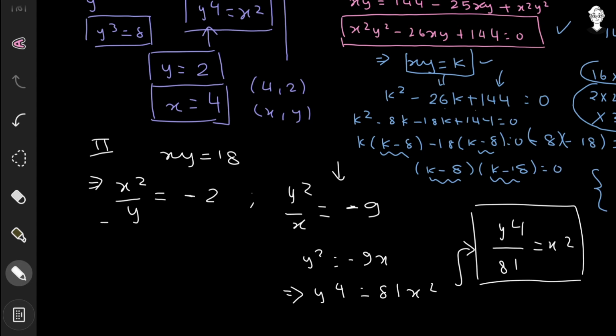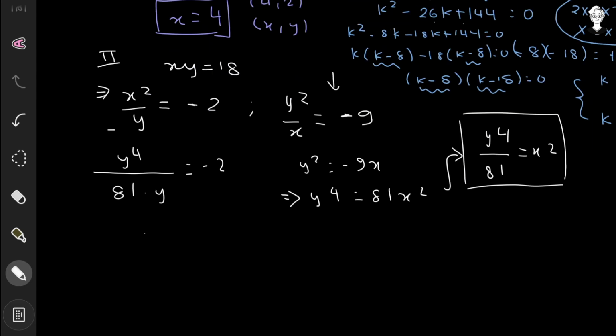Now this x square will be replaced over here. So now this equation will turn out to be y to the power 4 upon 81 multiplied with y, that is equals to negative 2. Now y to the power 4 upon y will turn out to be y cube, and this is going to be equals to negative 2 into 81. So y cube is going to be equals to negative 162.